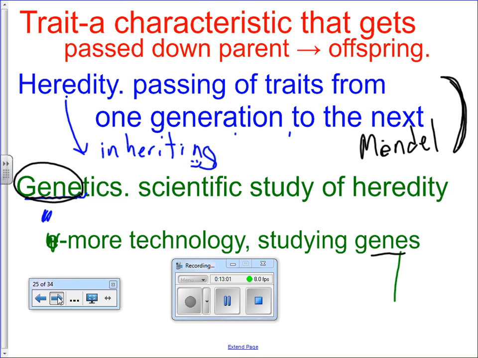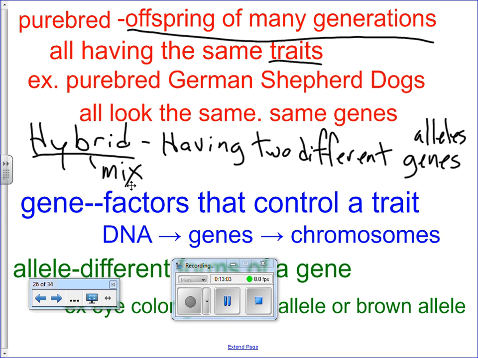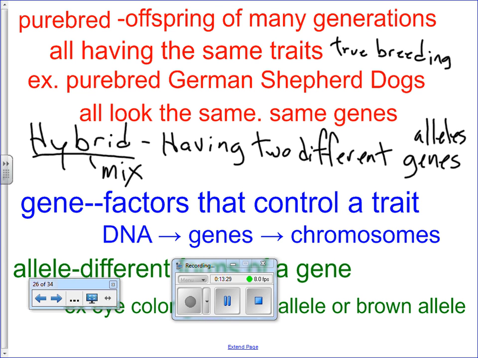Then the next set of words, really quickly, because again, I know you have them all written down, but we can't talk about Mendel's work unless you know these. A purebred. Purebred simply means offspring of many generations all having the same traits. And Mendel also called these true breeding, because the same tall plants would always produce more tall plants.